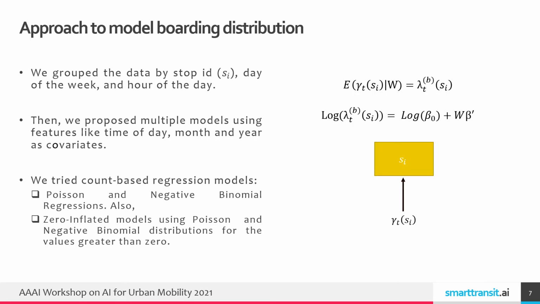To model boarding distributions, we group the data by stop ID, day of the week, and hour of the day. Then we propose multiple count-based models using features like time of day, month, and years coverage. We included Poisson and negative binomial regressions. Also, zero-inflated models using Poisson and negative binomial distributions for the values greater than 0. For example, in the case of a Poisson regression model, the mathematical form of the regression is as shown.